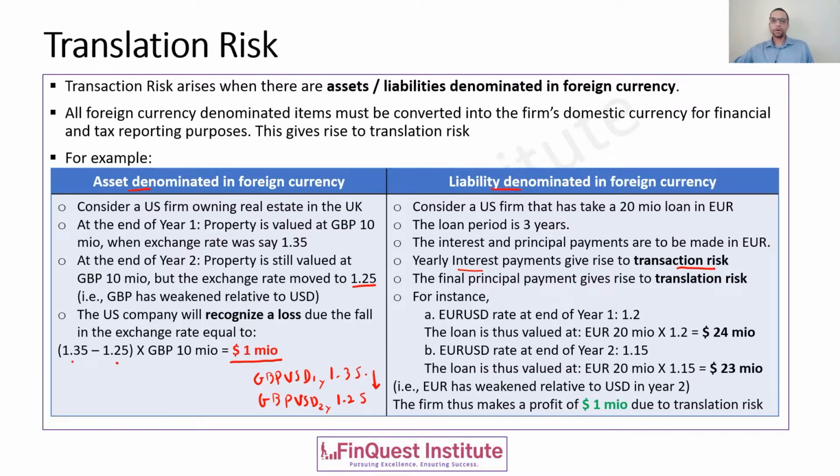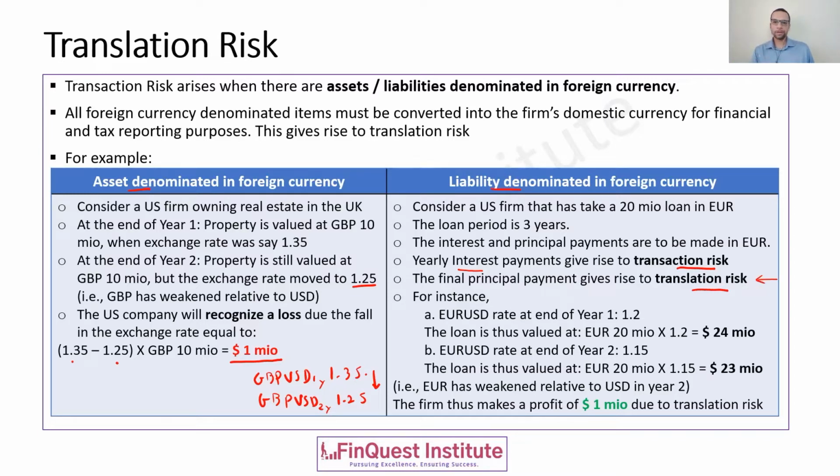There is another component as well, because the final principal payment also has to be made, right? That is what we call a translation risk, because finally you have an asset. Now this can be seen in terms of asset and liability, isn't it? At the moment we have taken a certain loan which has to be returned. So that's why it falls under the gamut of assets and liabilities denominated in foreign currency, and that's why we call it a translation risk.